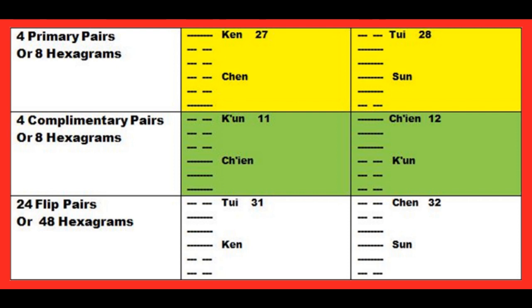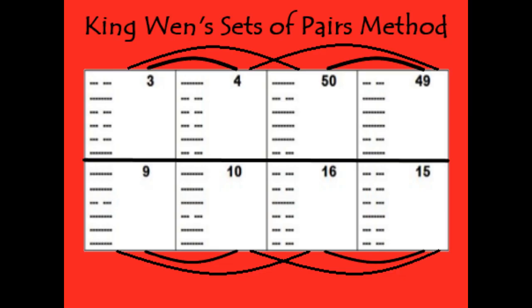There are 4 primary pairs totaling 8 hexagrams, 4 complementary pairs also totaling 8 hexagrams, and 24 flip pairs totaling the remaining 48 hexagrams. Even before I embraced the hexagrams as binary numerals, I had discovered a key to unlock the 8 houses. By studying the pair types highlighted in the book order, I had already assembled the 8 primary hexagrams and the 8 complementary hexagrams into their 2 respective houses.